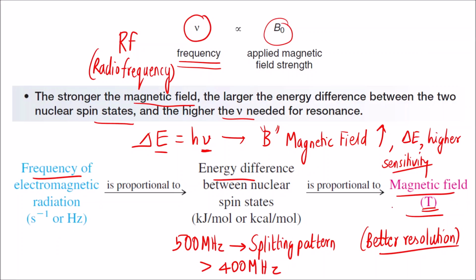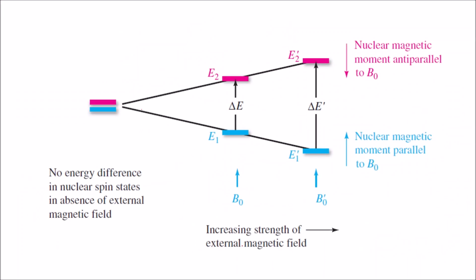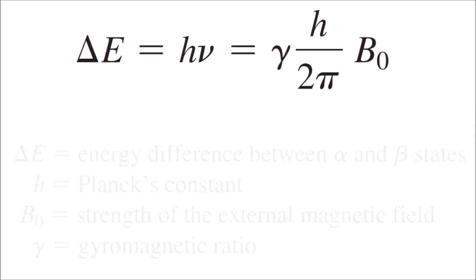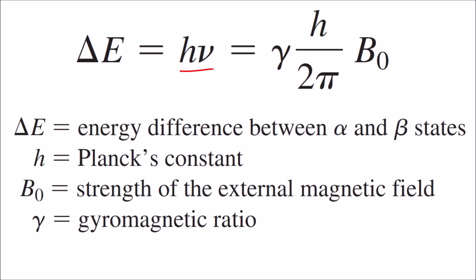Okay, so the sensitivity is higher. Here you can see, as the value of the external field increases, the energy difference between the nuclear spin states increases. And what is that energy equal to? Energy is equal to h nu, and what is the frequency here? We saw just now, nu is directly proportional to the external magnetic field B naught. If we write a proportionality constant, nu is equal to gamma by 2 pi, that is the constant, into B naught.